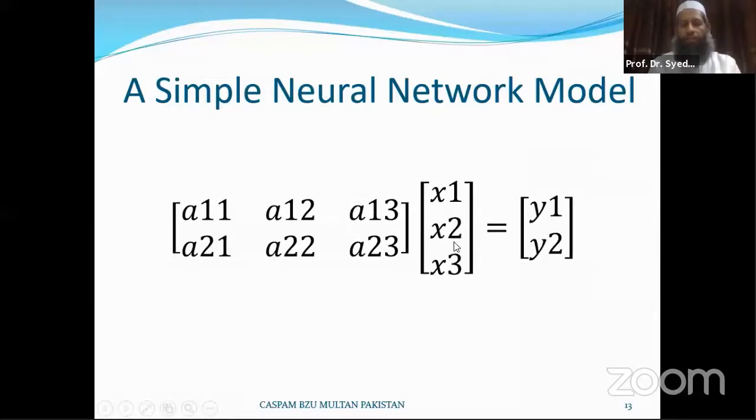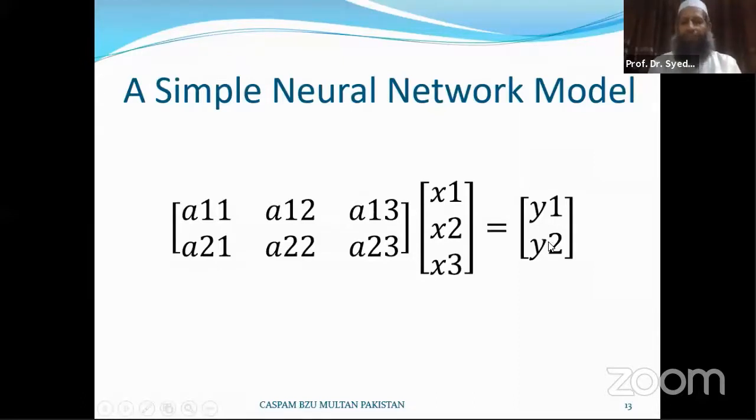And you see, if you multiply this matrix, this column will have on the left side a linear combination of x1, x2, x3 with these coefficients. And the first equation will make this linear combination equal to y1. And when we multiply the second row with this column, we have another equation, where on the left side there will be a linear combination of these x's, and on the right side we will have y2. So these x1, x2, x3 can be regarded as inputs, and y1 and y2 can be regarded as outputs.